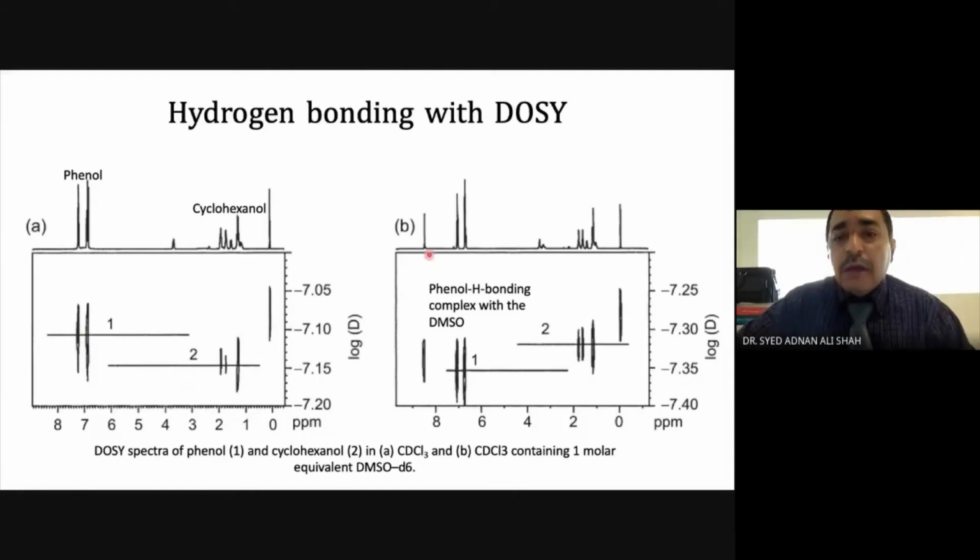But if we add one equivalent of DMSO, then the phenol diffusibility will be less as compared to the cyclohexanol. Why? Because of the presence of hydrogen bonding with the DMSO. In the presence of DMSO, the phenol has a decreased diffusion coefficient, meaning it is restricted in diffusion. And that's how you can get the information about hydrogen bonding in the DOSY spectrum.